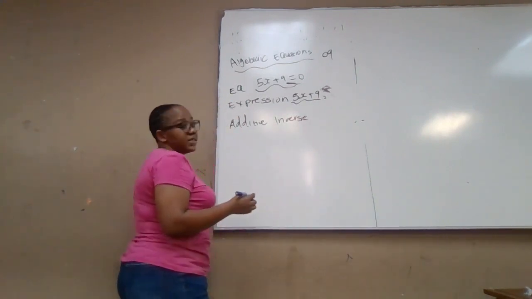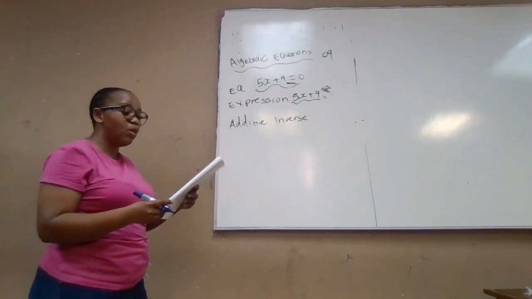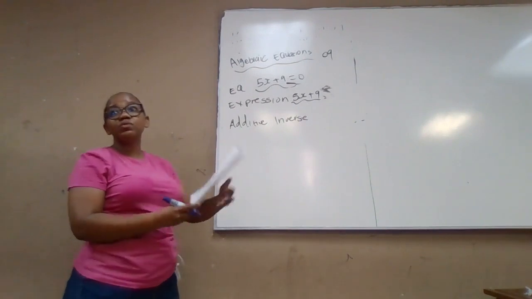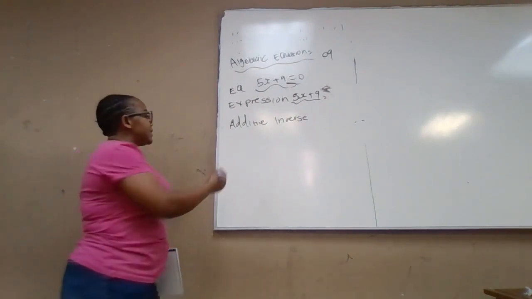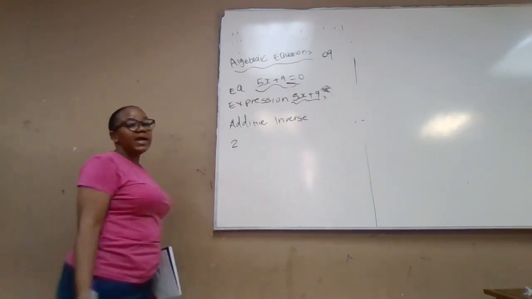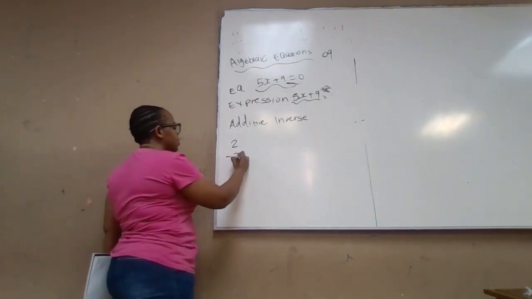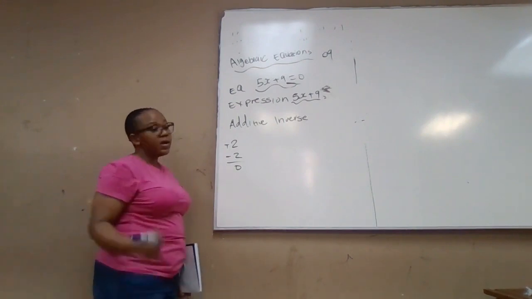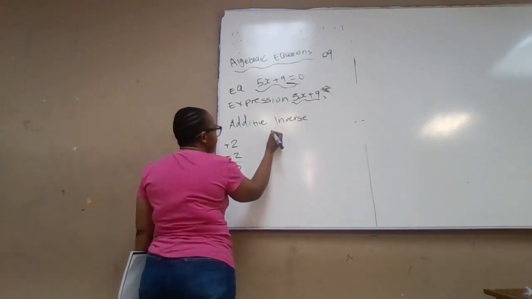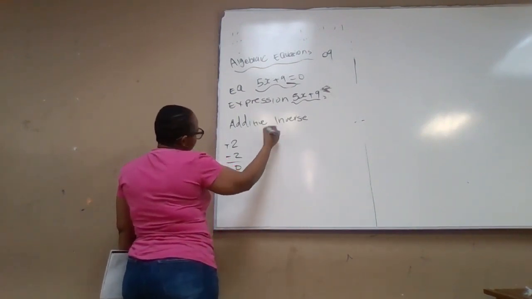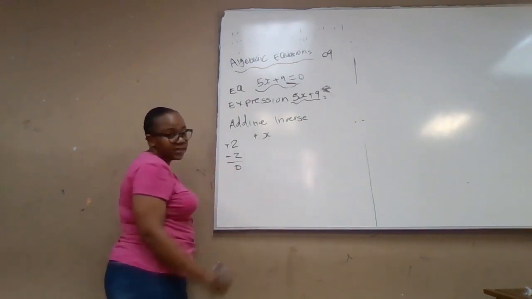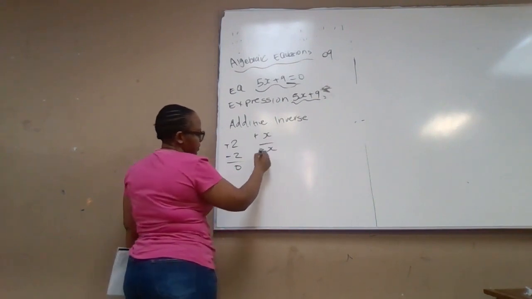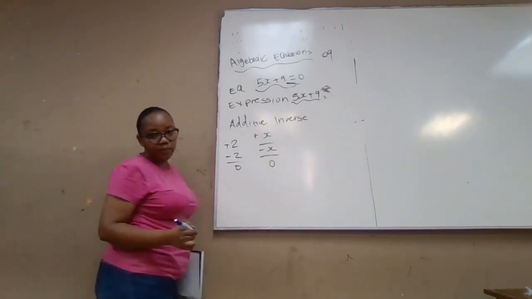So additive inverses are numbers with the same magnitude but opposite signs. The values must add to give you 0. For instance, if you have 2, the additive inverse of 2 will be minus 2. When you add positive 2 and negative 2, you will get 0. Another example, if you have positive x, the additive inverse of x would be negative x. When you add them, you get 0.